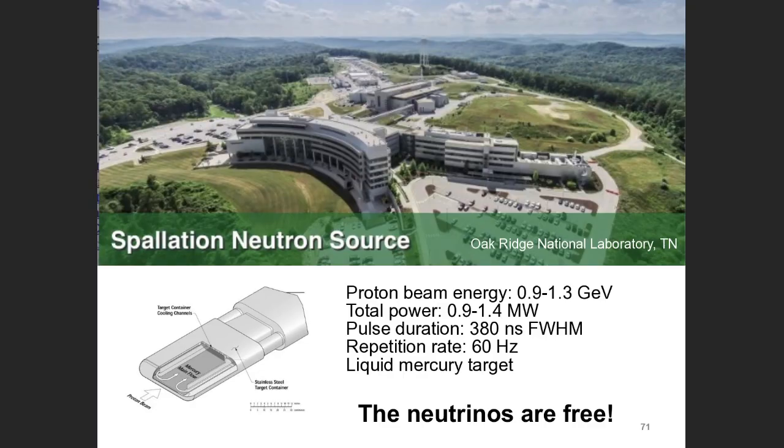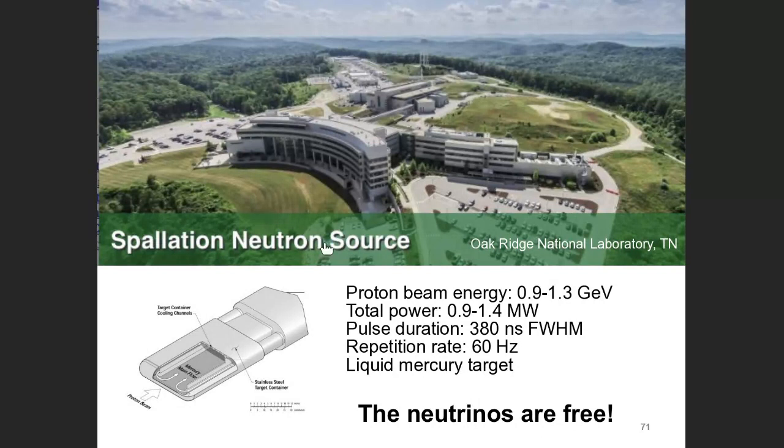So let me say a little bit more about the Spallation Neutron Source. This is in Oak Ridge, Tennessee. The proton beam energy is around a GeV. The power is now regularly 1.4 megawatts, and it's going to be upgraded over the next several years to 2. The pulse duration is about 400 nanoseconds, so it's very sharp, much shorter than the muon decay timescale, and it occurs at 60 hertz.